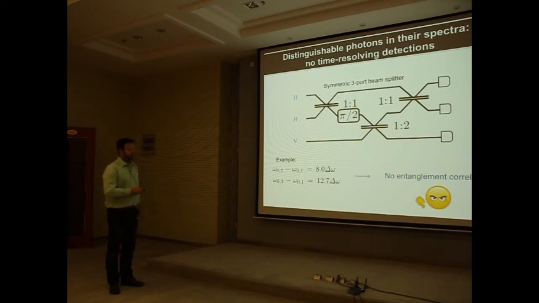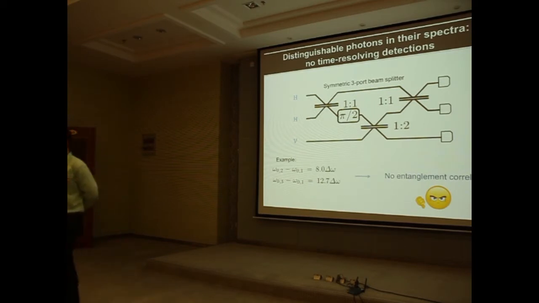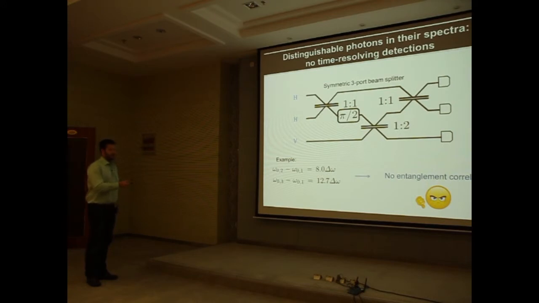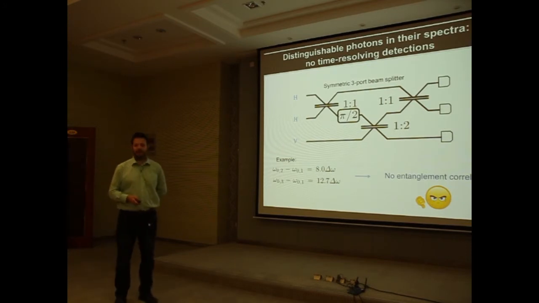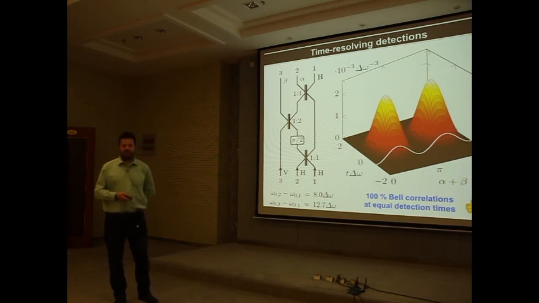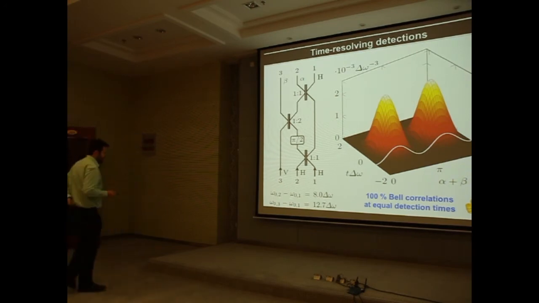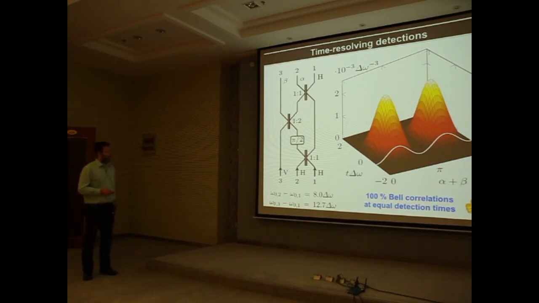What happens again if we consider photons that are distinguishable in their frequency? I'm just giving an example here. If I just do joint measurements without resolving in time, I will not see any entanglement correlation. That's clear, right? So that's not good. What about doing time-resolving detection? I use the same interferometer, the same input, photons distinguishable in frequency, and now I do time-correlated measurements, and I consider the case in which one channel is detected in the H polarization, and then I do tomography measurements in the other two, alpha and beta, the other two polarizations.